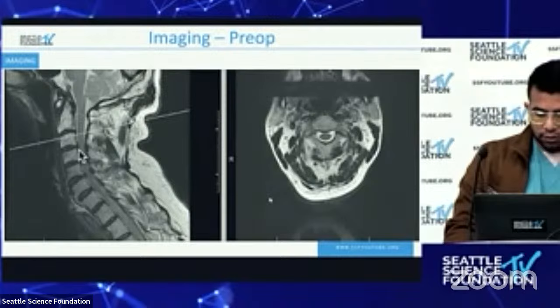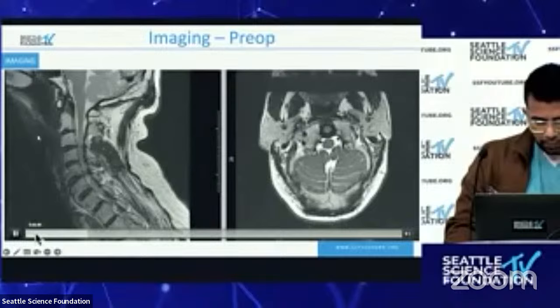Can you scroll through the sagittal again? Yeah. The sagittal MRI. This is a really tight stenosis, right? Yeah. And this gentleman is how old? 55. 55? Yeah. Fell in the shower. So is this one of those myelopathy, occult myelopathy manifestations?